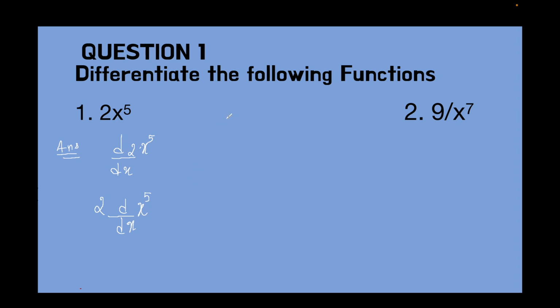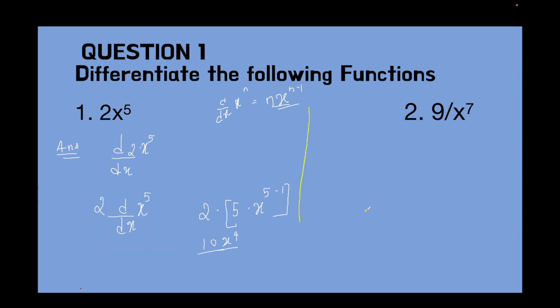Now d by dx of x to the power 5. What is differentiation of x to the power n? Remember this trick: bring this n below and reduce 1 from the power. This is the trick. Okay, now bring 5. So what is it? 2 times, we'll differentiate this, which is 5 times x to the power 5 minus 1, which is 10 times x to the power 4. Clear? Done. One more question.